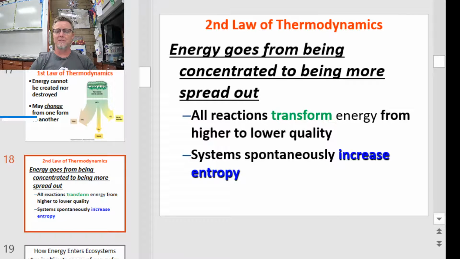Energy in the second law of thermodynamics tends to go from being concentrated to being more spread out. So things, in a very simplistic statement, tend to go from order to disorder, right? That's the second law of thermodynamics. So things go from organized to disorganized. So if you have chemical bond energy and it's broken, that's going to release the energy and allow it to spread out. All reactions transform energy from higher to lower quality. And systems tend to spontaneously increase this idea of entropy, where we go from being concentrated to being spread out.